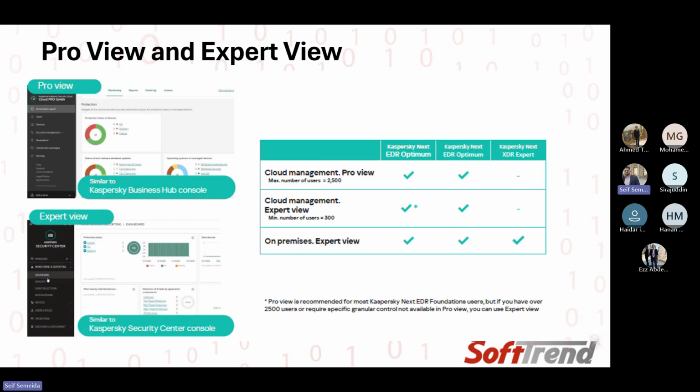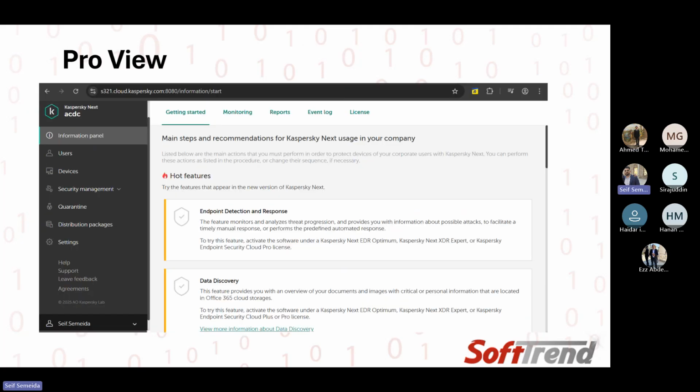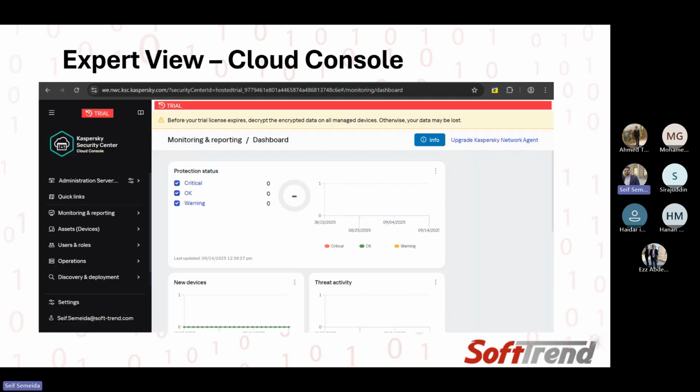As for the limitations of each console, as we said, Pro View has a limitation of 2,500 users, and Expert View has a minimum of 100 users if you're using Expert View on the cloud. As you can see from the screenshot, this is the Pro View. You can see that there are not that many options on the sidebar, and it's easier to understand and simpler in comparison with the Expert View that we're going to look at in the next slide.